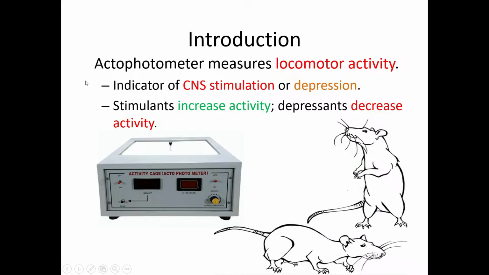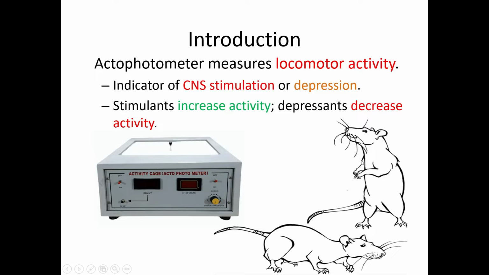Introduction. Actophotometer measures locomotor activity. So what type of activities animals are showing after giving the drug, we can see by using this equipment. It indicates CNS stimulant and depressant, the two types of activities. Stimulant increases activity and depressant decreases the activities.